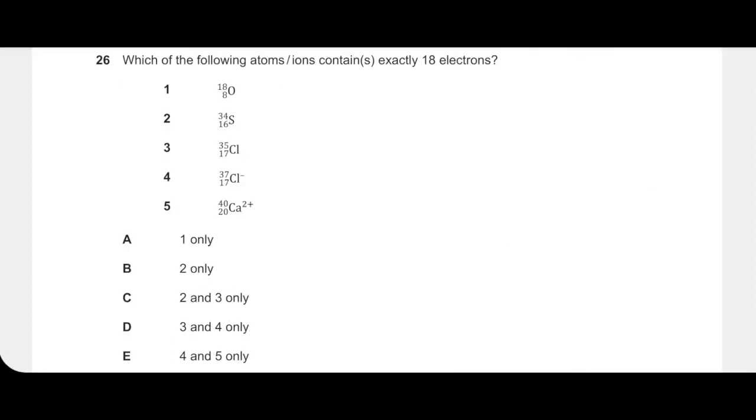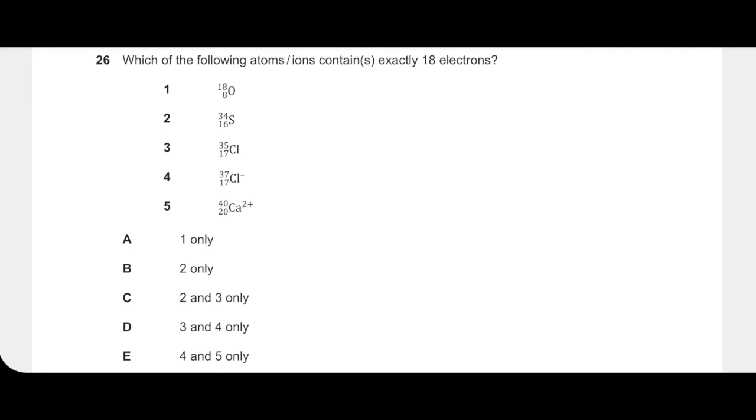Question number 26. Which of the following atoms' ions contain exactly 18 electrons? They've given us 5. And essentially, this is a question that assesses our understanding of atoms, ions, and atomic number. The atomic number provides us the information in regards to the number of electrons an atom has. If it's an ion, if it's a positive ion, we lose an electron. So therefore we have to deduct 1 from the atomic number to get the number of electrons that ion has.